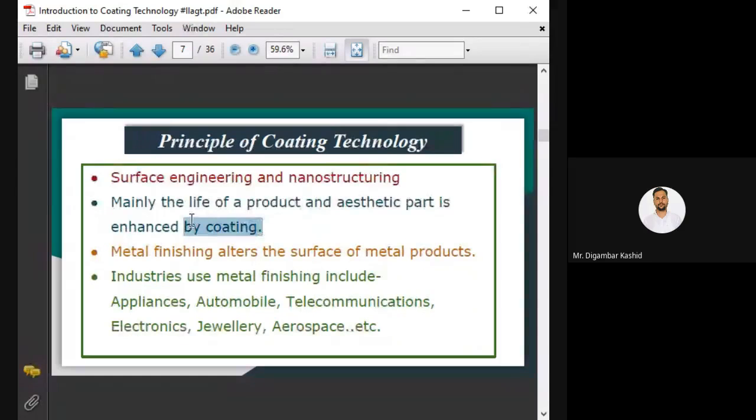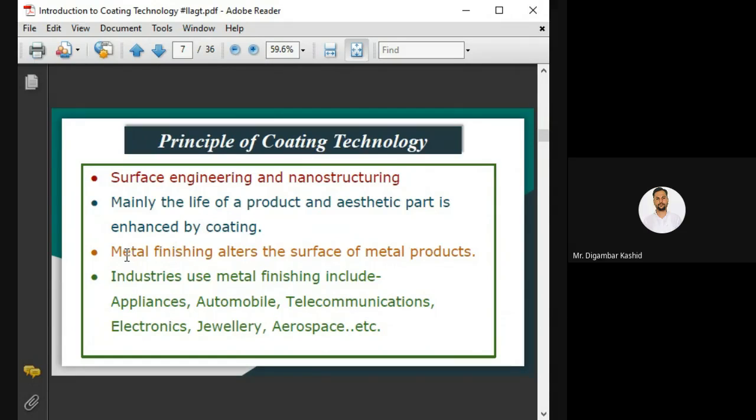Now, by preventing your part from corrosion, definitely the life of the product will increase. To prevent corrosion, that is our functional coating. And decorative means what? For the aesthetic view, we are providing a coating. So these are the two parts of coating. The life of the product and the aesthetic part we can improve or enhance by coating. So this is one purpose or principle of coating.